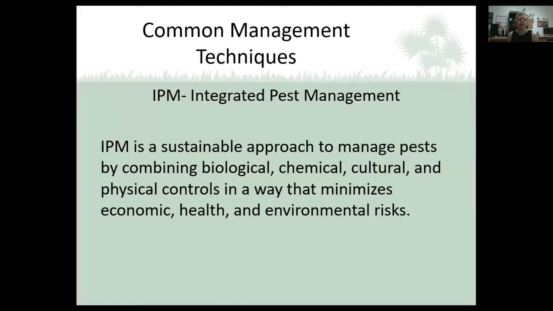Okay, so speaking of control, integrated pest management is a highly pursued course of action for the control of many insects. It is a sustainable approach to manage pests by combining biological, chemical, cultural, and physical controls in a way that minimizes economic, health, and environmental risks. Basically, you want to use a whole bunch of different methods to reduce your reliance on one. Usually the one that we're trying to reduce is chemical. Chemical is always helpful, it's always going to be necessary, but we want to at least reduce that as much as we can.